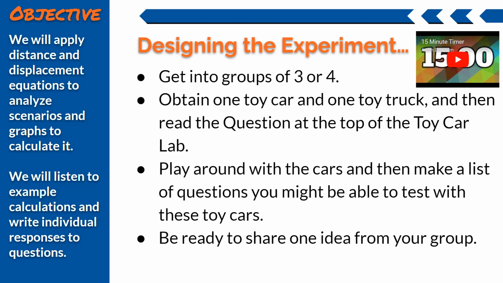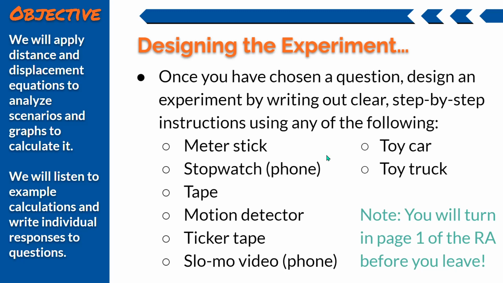Okay, but before you do that, let me go ahead and mention this. Here are some different materials that I'm going to provide you with so that you can use whenever you're coming up with your idea. So if you're trying to think of what you could do, you'll have access to meter sticks, you'll have access to stopwatch. I'm going to let you use your phone for that. Tape, a motion detector, which I put back, but that is kind of like a radar gun, to be honest. Ticker tape, which is, remember how we did the dot diagrams and they show dots?